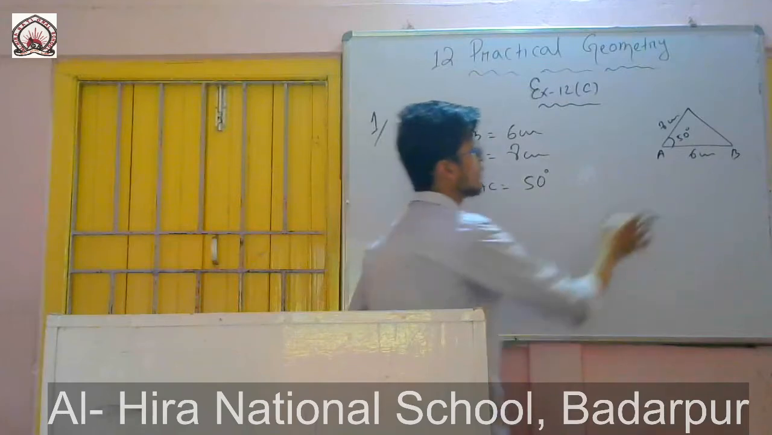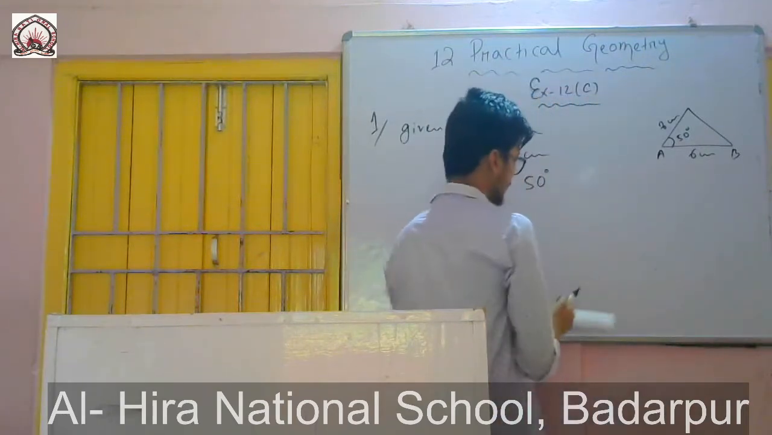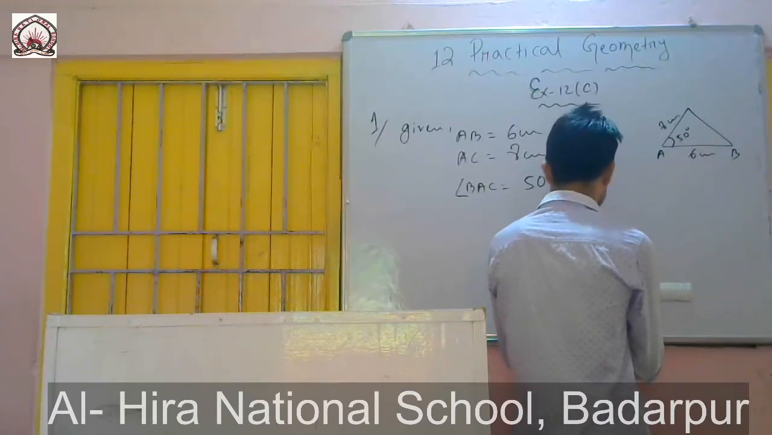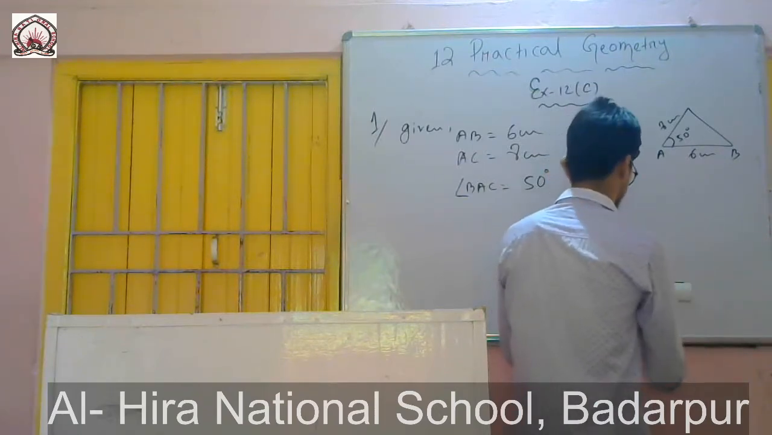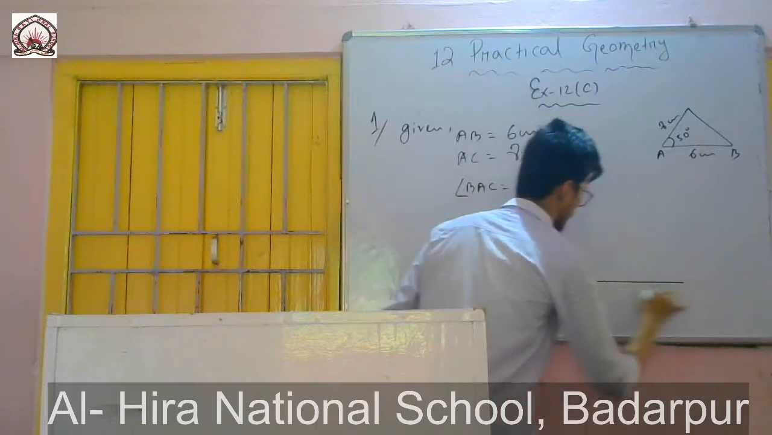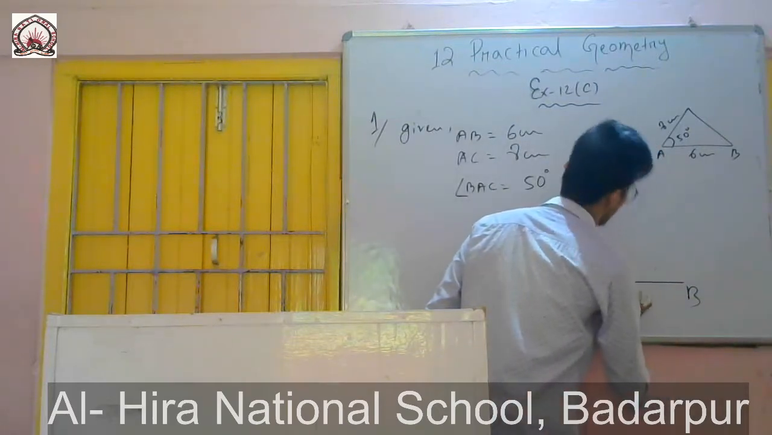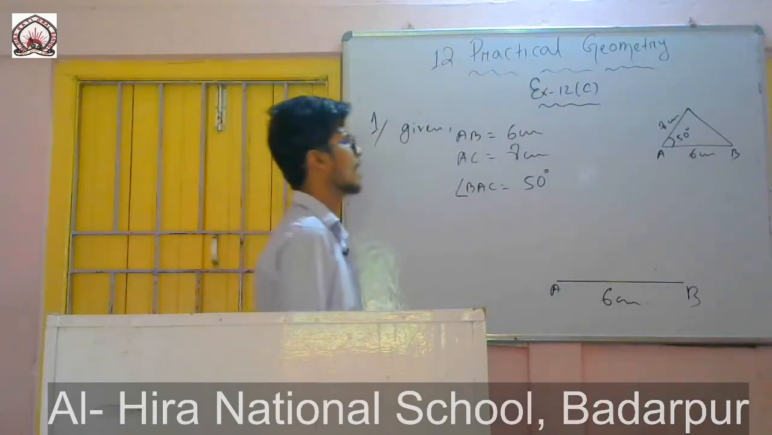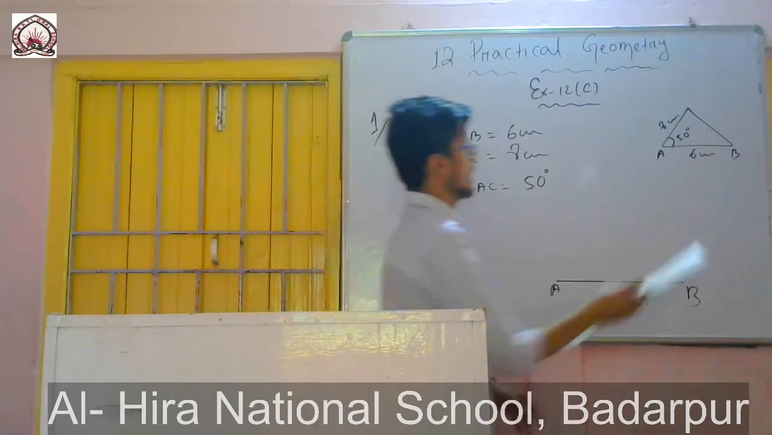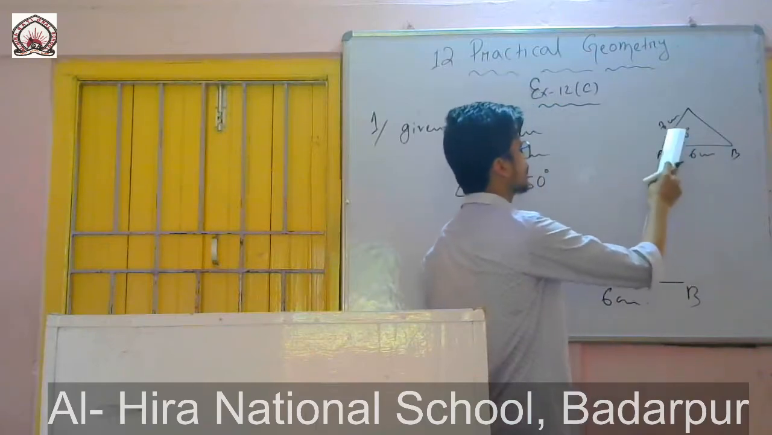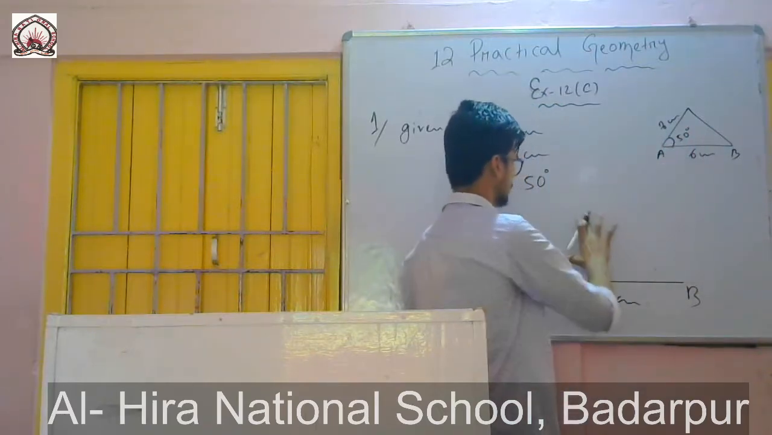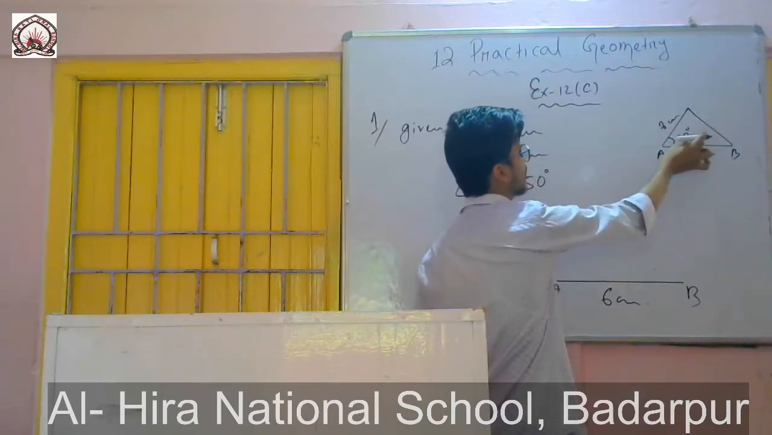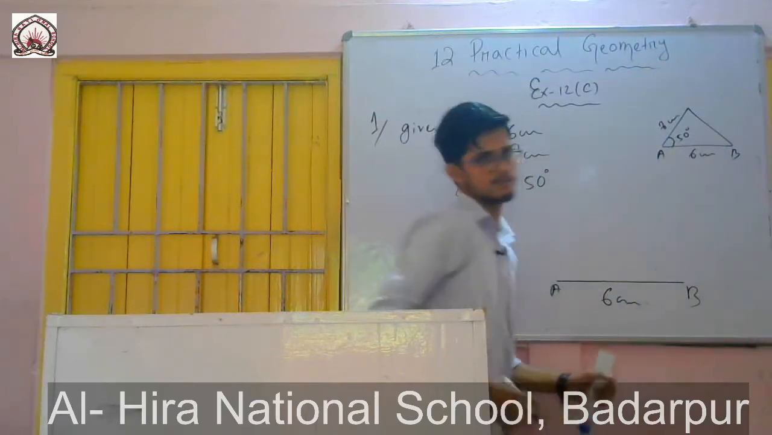First of all, what will I do? I will draw this baseline AB. AB is given as 6 centimeters, so I will measure it and draw it like this. A, B, and this is your 6 centimeter line segment. So now you see, AB we have drawn. Now I cannot draw the 8 centimeter directly. First of all, I will draw this angle.